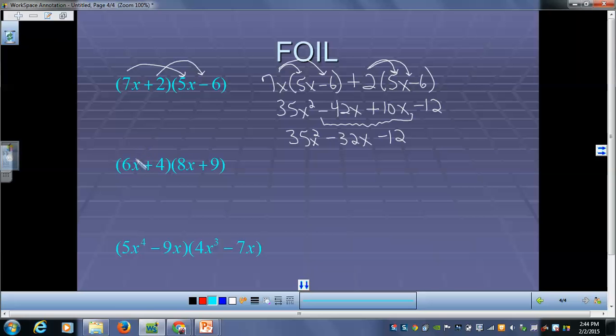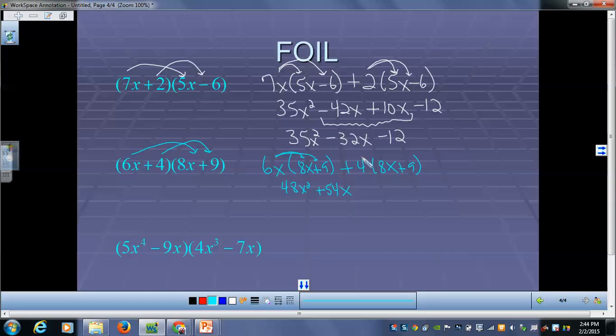So once again, when I distribute, this is going to be 6x times everything in this parenthesis. So 6x times 8x plus 9. And then I have to distribute 4 times everything in this parenthesis. So then plus 4 times 8x plus 9. And now once again, I just do my distribution. So 6x times 8x would be 48x squared. 6x times 9 is plus 54x.